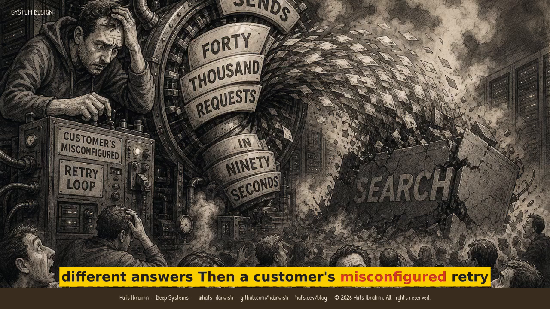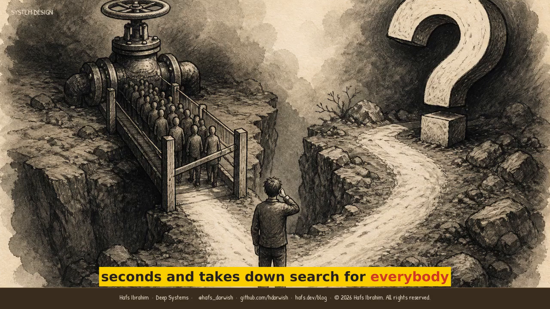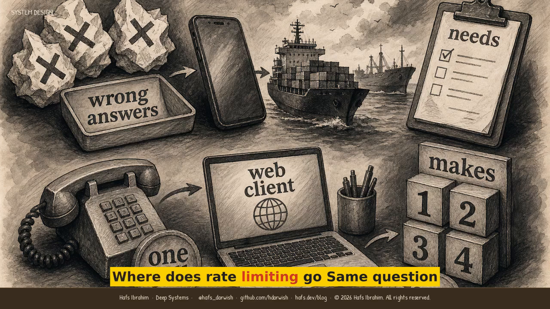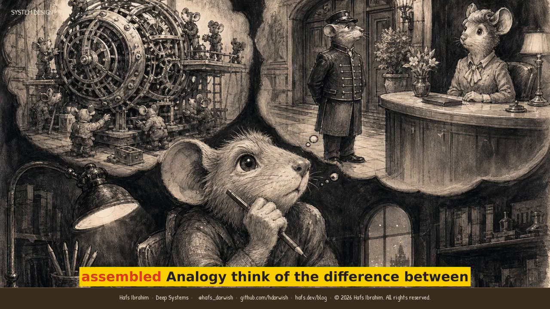Then a customer's misconfigured retry loop sends 40,000 requests in 90 seconds and takes down search for everybody. Where does rate limiting go? Same question. Same 3 wrong answers. Then mobile ships and needs 1 call where the web client makes 4. Where does that get assembled?